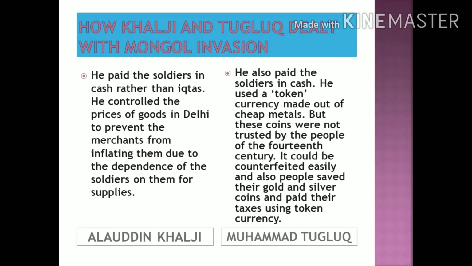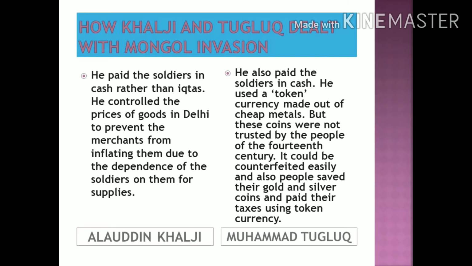Now the next difference is regarding salary. Alauddin Khalji, he paid his soldiers in cash and he also controlled prices of essential goods. क्योंकि अगर soldiers essential goods नहीं खरीद पाते उनके महंगे प्राइस की वजह से, तो उनको ज्यादा सैलरी देनी पड़ती and they could have revolted as well. So Khalji, he controlled the prices of goods. Muhammad Tughlaq, he also paid the soldiers in cash, but he did not control the prices.